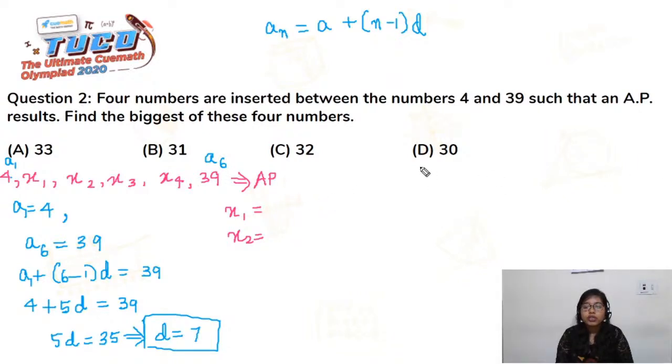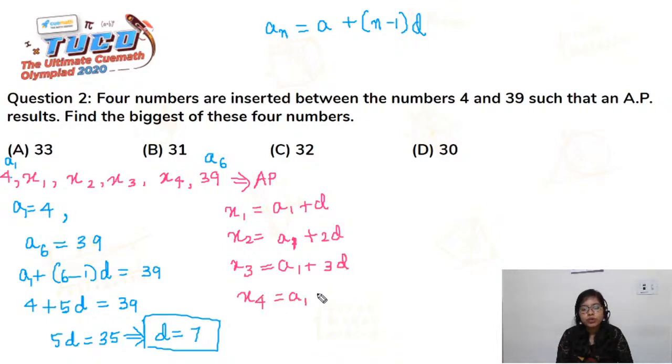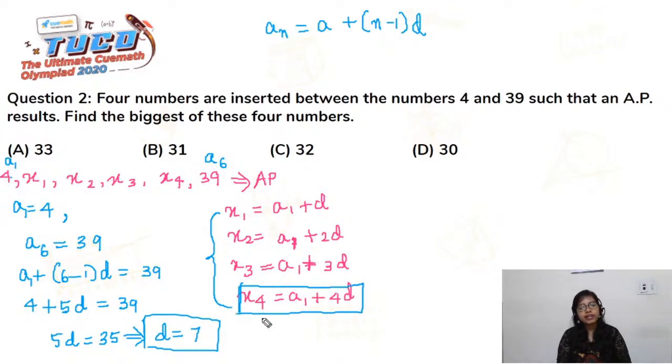x1 is going to be your second term, and your second term can be written as a1 plus d. x2 can be written as a1 plus 2d, or a2 plus d, and your x3 can be written as a1 plus 3d, and your x4 can be written as a1 plus 4d. If you wish to calculate all the numbers, it's up to you, but for this question we do not have to calculate the whole series. All we have to do is to calculate the highest of the four. And we know that by looking into these, it's very obvious that x4 is going to be the greatest number. So let's just calculate for x4.